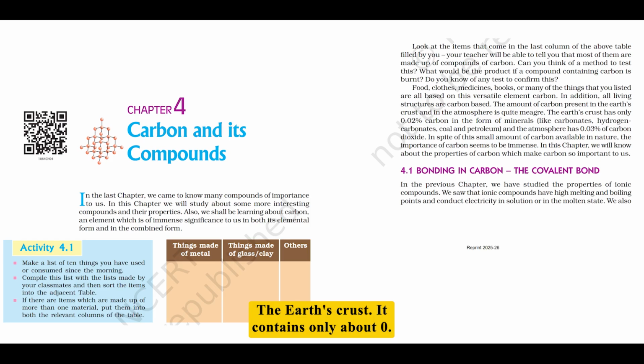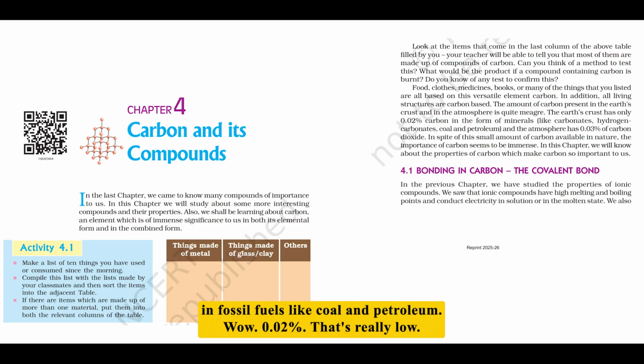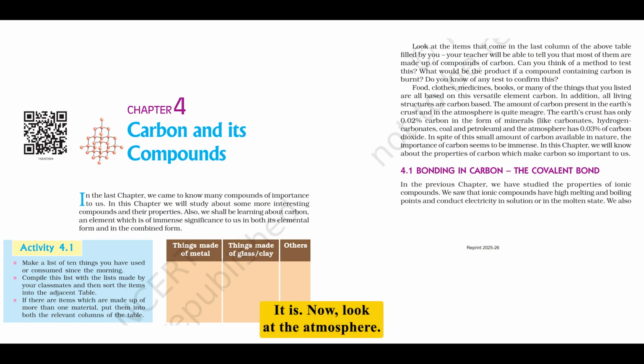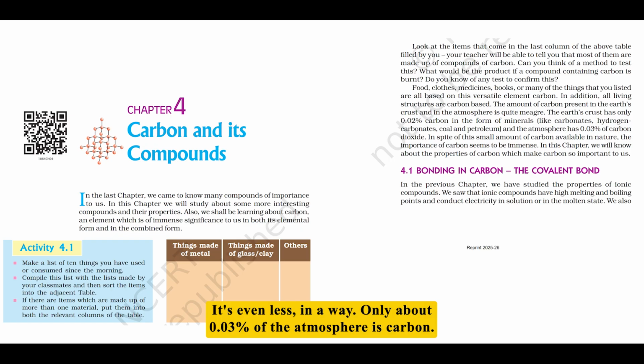The Earth's crust contains only about 0.02% carbon. That's a tiny fraction, and it's mainly locked up in minerals. Think carbonates like limestone or hydrogen carbonates, plus, of course, fossil fuels like coal and petroleum. Wow, 0.02%. That's really low. It is. Now look at the atmosphere. It's even less in a way. Only about 0.03% of the atmosphere is carbon, and that's almost entirely in the form of carbon dioxide gas.